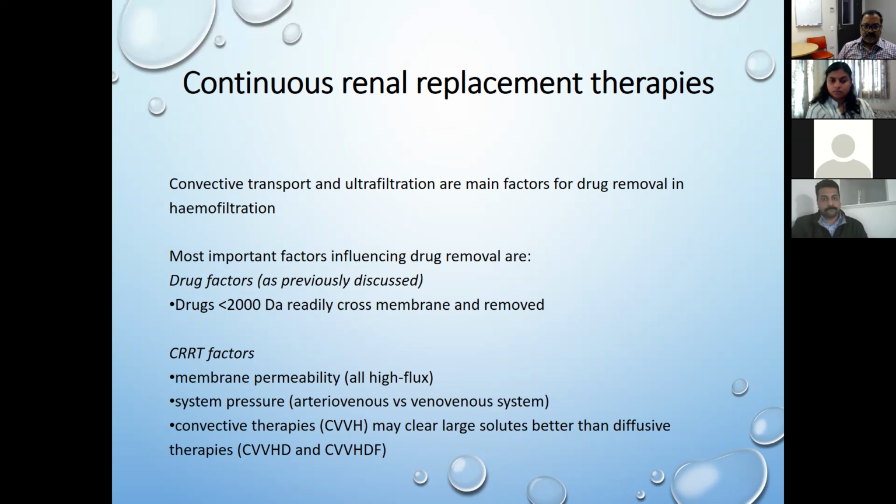And some other specific continuous renal replacement therapy factors include how permeable the membrane is. Mostly all of these membranes are high flux. The system pressure, so whether that's an arteriovenous versus veno-venous system, where you're using a pump to generate the flow rate, or you're using the patient's actual cardiac function to do so. Convective therapies may clear large solutes better than diffusive therapies.